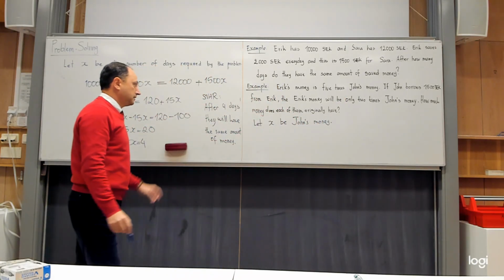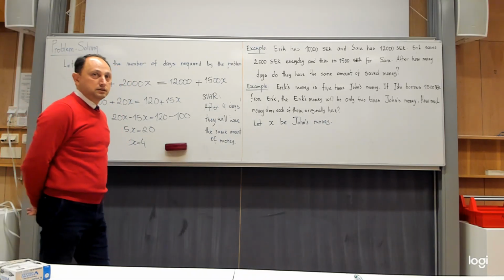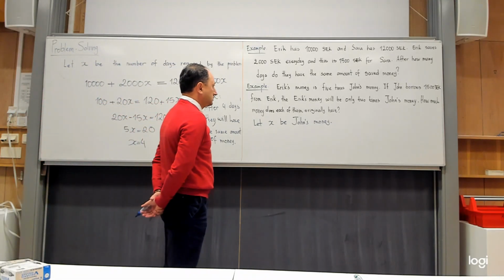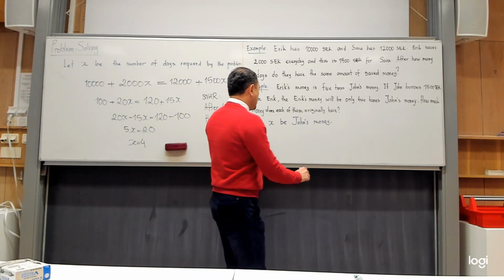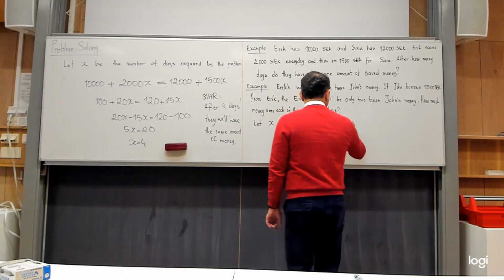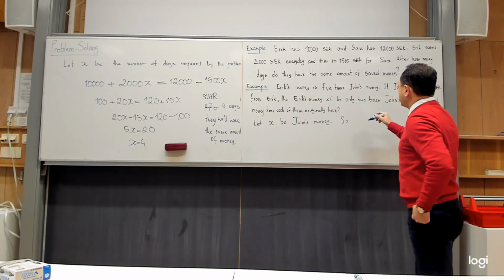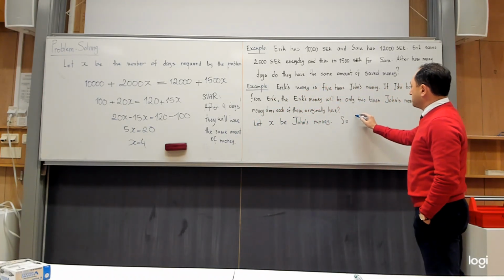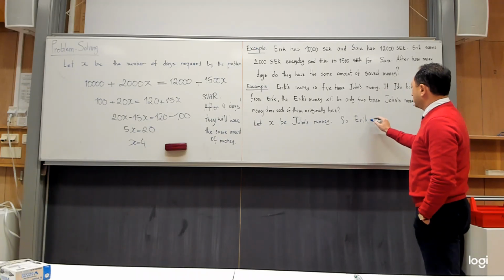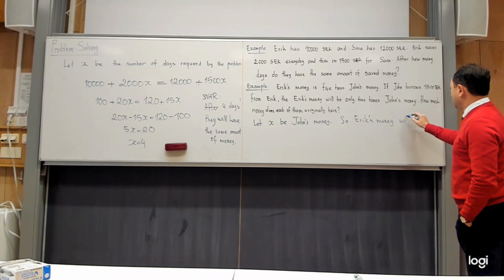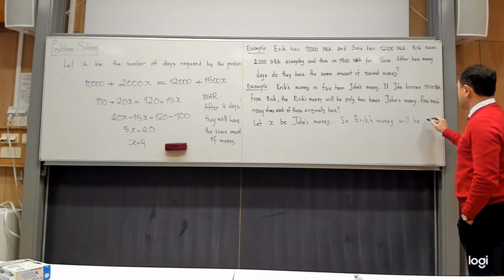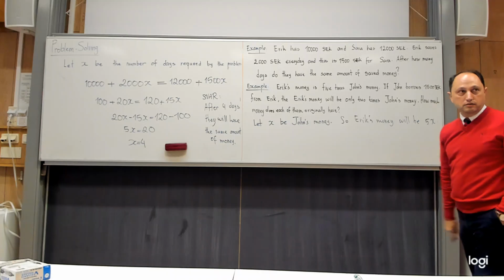Originally, yes? Okay, then we know that Eric's money is 5 times John's money, so we write 5. So what happens? Eric's money will be 5x. Okay. So far so good.